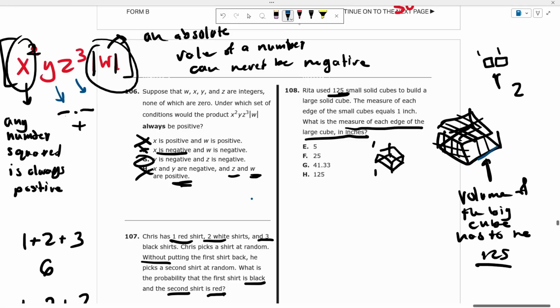So in the case of this large cube, we know that its side cubed is equal to 125. We know that 5, this looks like a 5, which is kind of a giveaway of the answer because 5 cubed is equal to 125, or choice E.